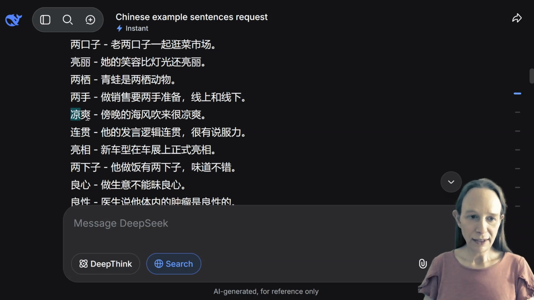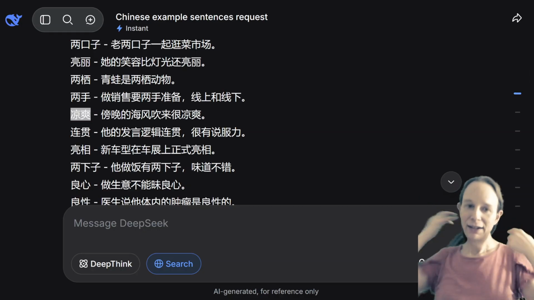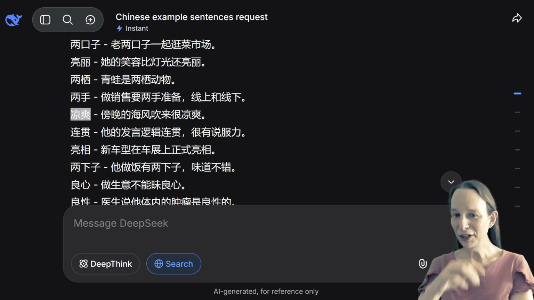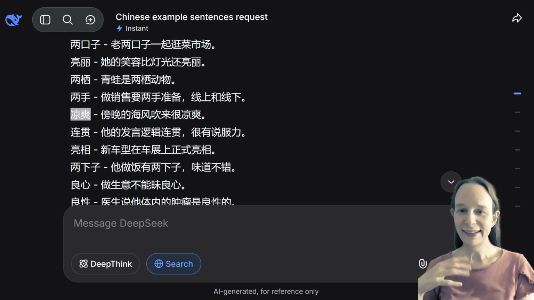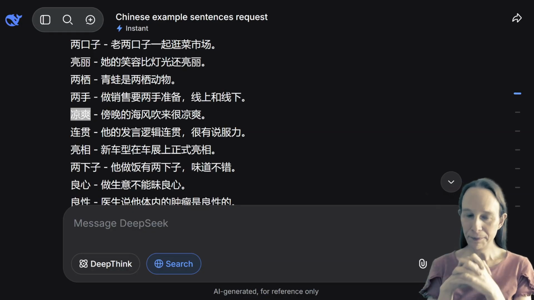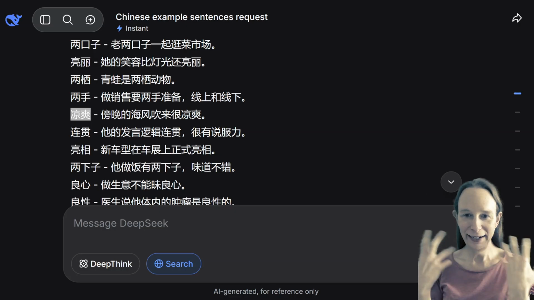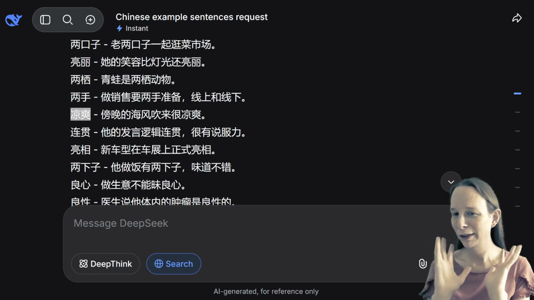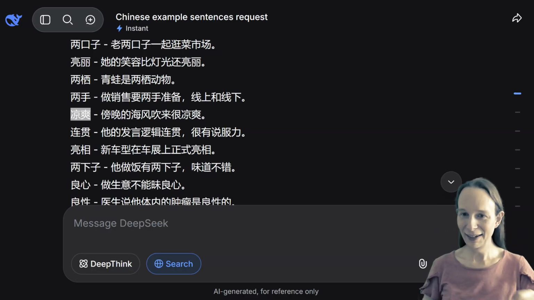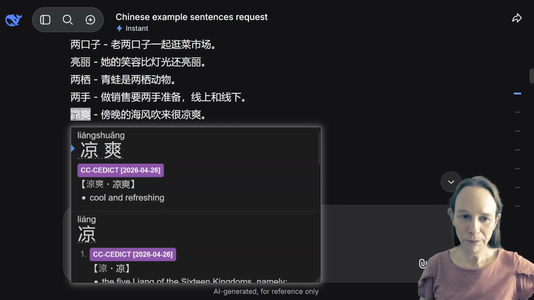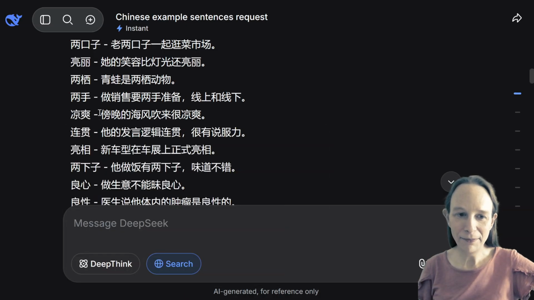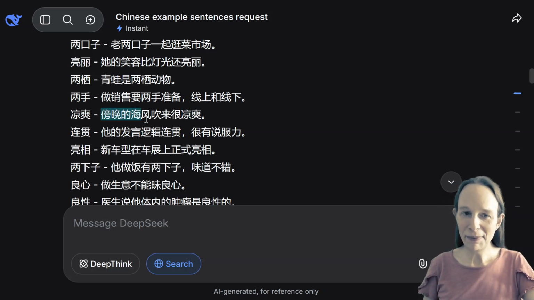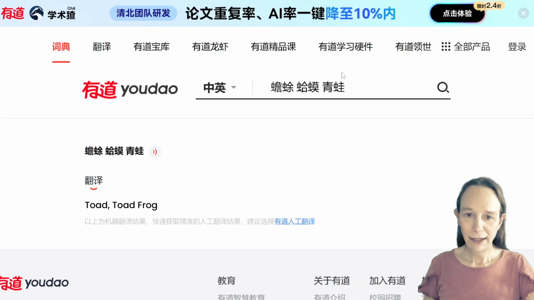All right. 凉爽. 凉爽 okay, so in situations where being cool is comfortable, for example, you're in a very hot summer day, you want 凉爽, something to be cool and thereby make you comfortable. This is the appropriate adjective to use. 凉爽, cool and thereby refreshing. 傍晚的海风吹得很凉爽. Yeah, so maybe this is a hot summer day. 凉爽.